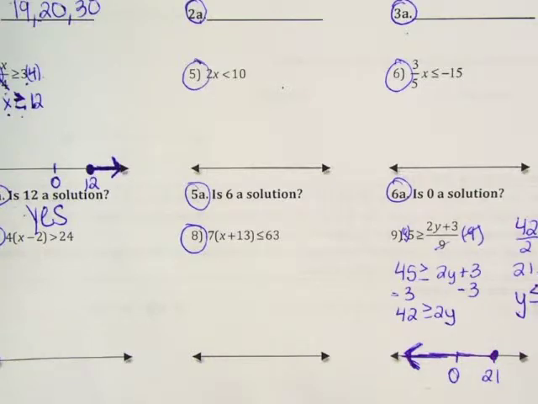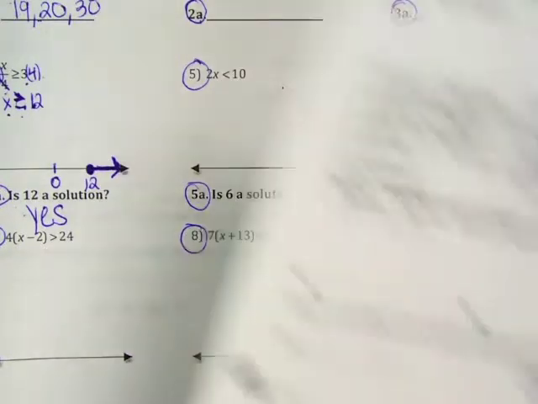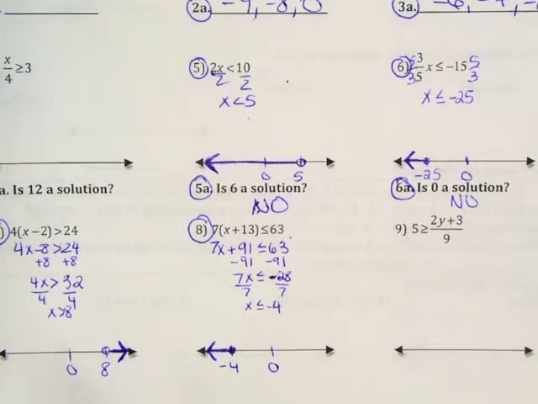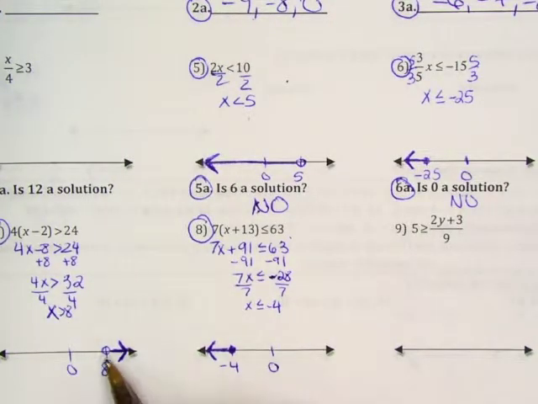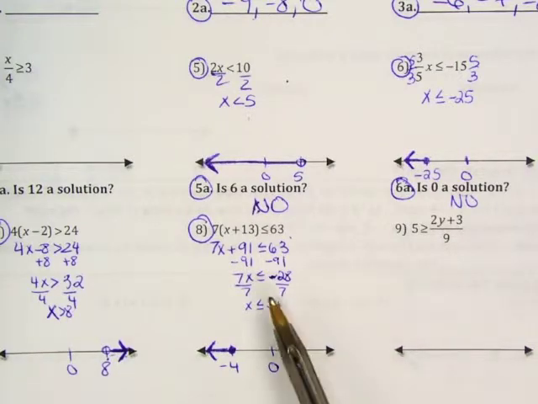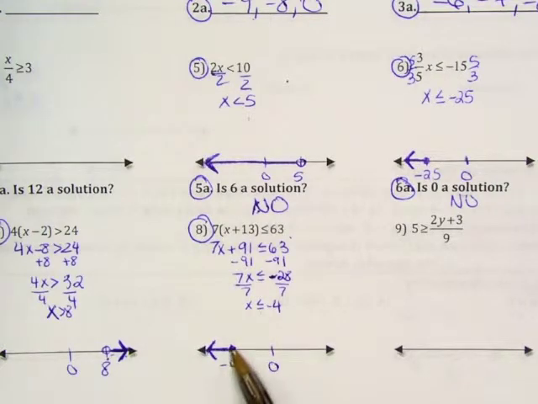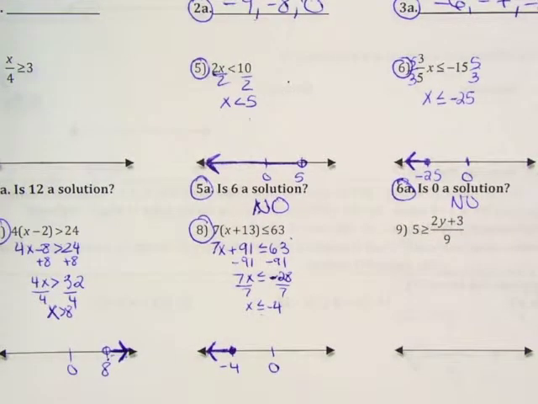I assume you've done 7 and 8, so here are the solutions. For 7, I'm going to get x is greater than 8. So I'm going to put an open circle on 8 and draw to the right. For number 8, I got x is less than or equal to negative 4. Since it's equal to, I put a closed circle. Since it's less than, I go to the left. If you need more time to look at these solutions, pause the video now. Otherwise, this is the end of video 1. To do the back of the notes, please go on to video 2.